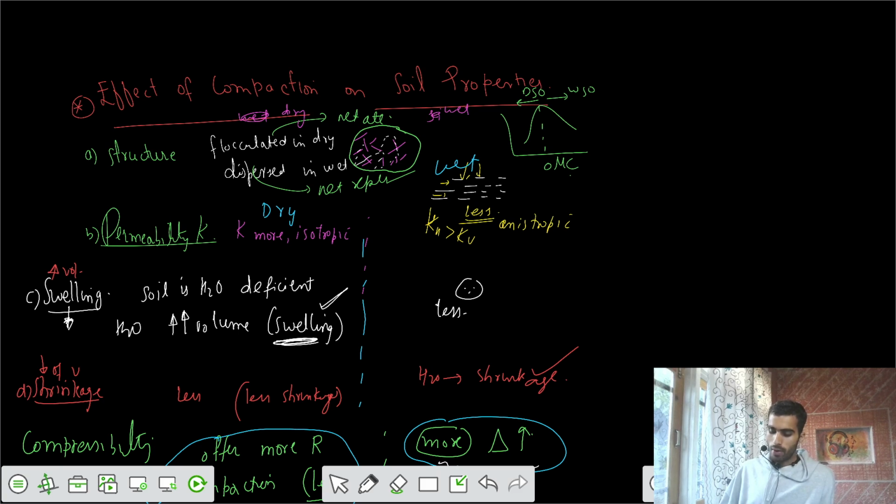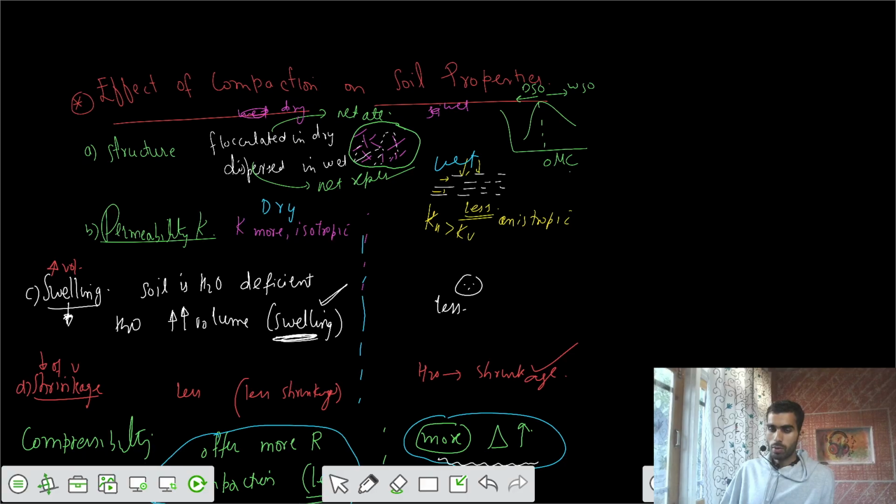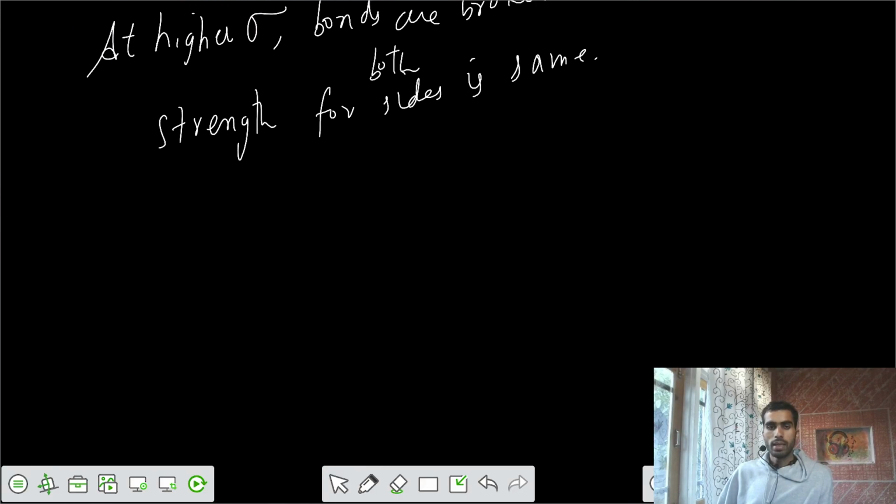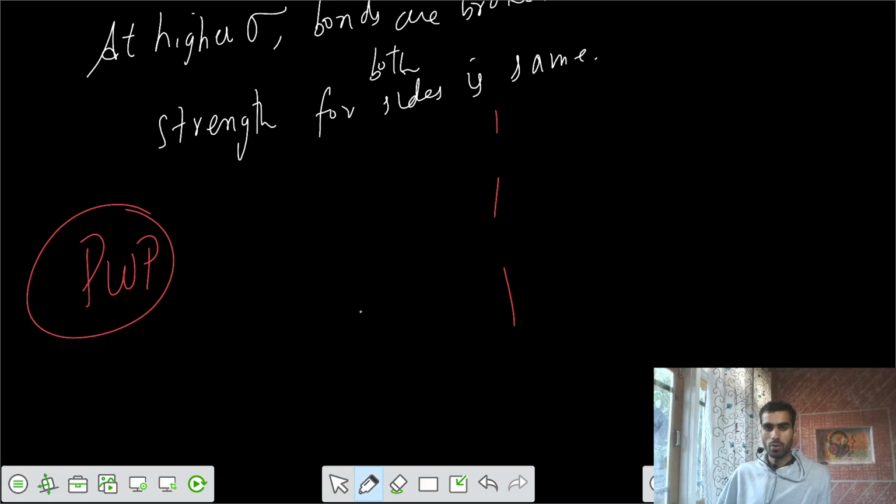Now, one more property is pore water pressure. On the dry side we have a lesser amount of water, so less pore water pressure develops. And on this side, your pore water pressure develops more. Pore water pressure is high on the wet side of optimum. That's all about the properties versus compaction.